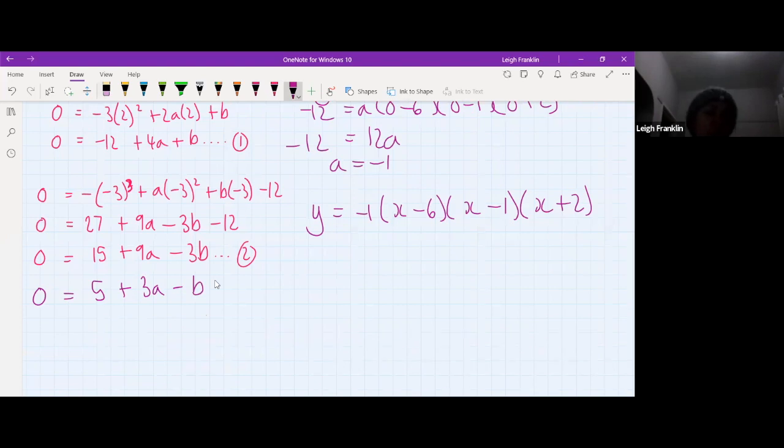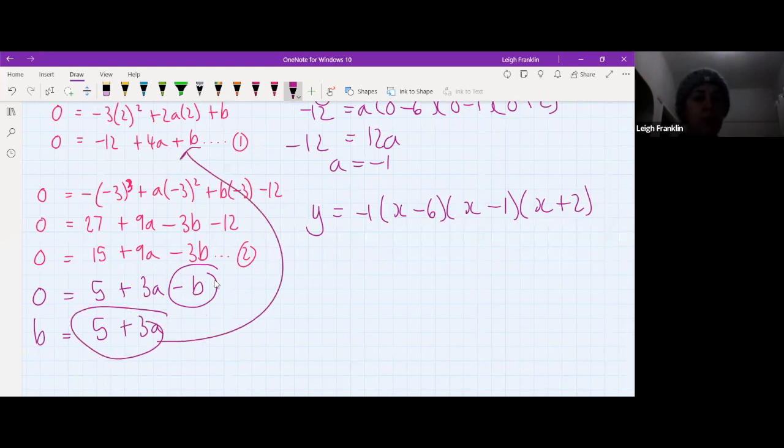And now what I could do is I could make b the subject of the formula in both and then equate the equations in terms of a, or I can make one of them equal. So if I wanted to, let's say I do this, I take that b over to the other side and I say that b is equal to 5 plus 3a. Now I want to take that and go and sub it in here. So if 0 equals negative 12 plus 4a plus the value of b, which is 5 plus 3a, then look here, I'm going to end up with negative 7 plus 7a.